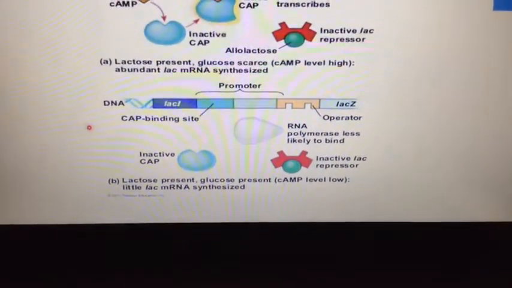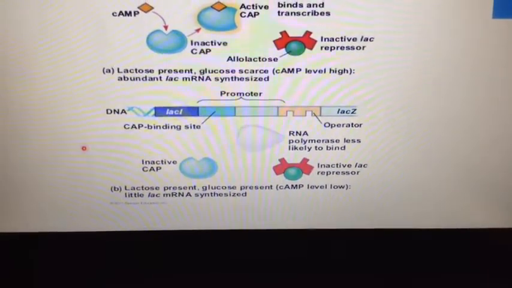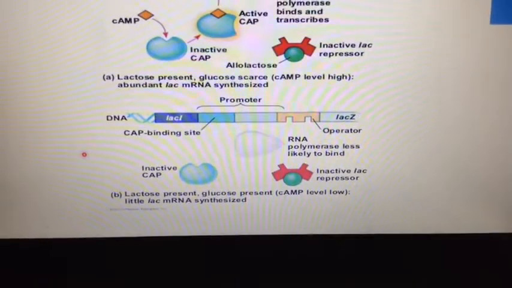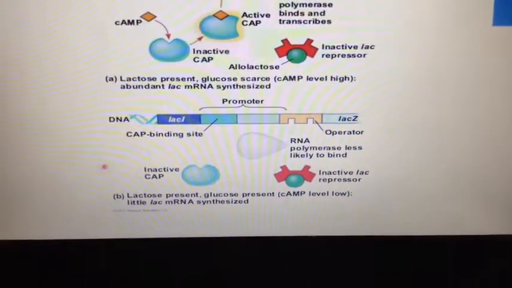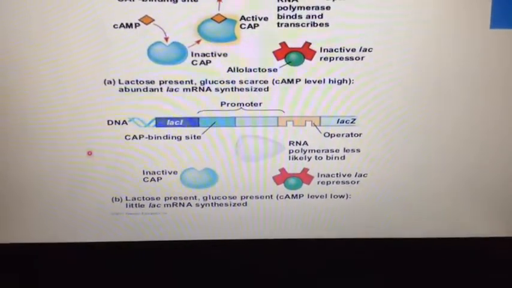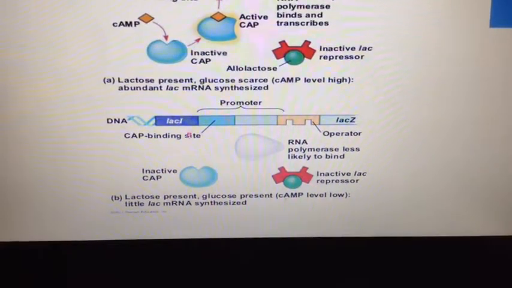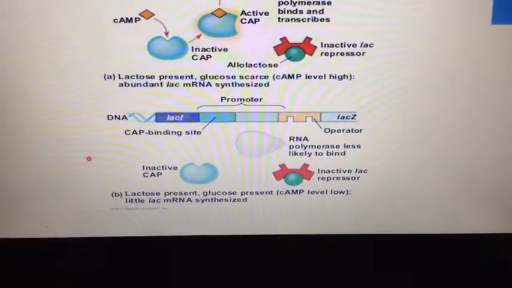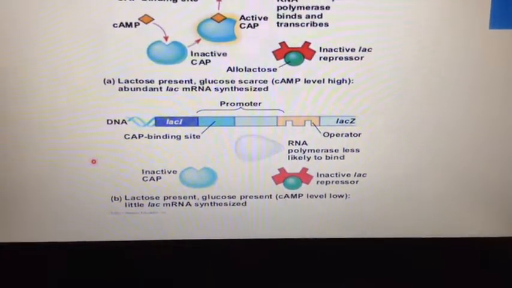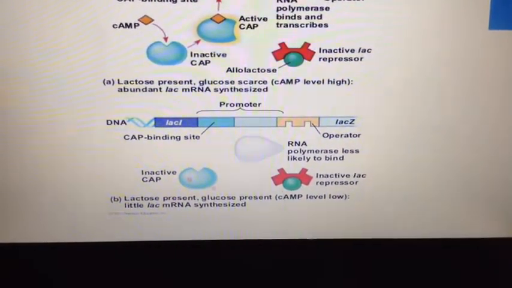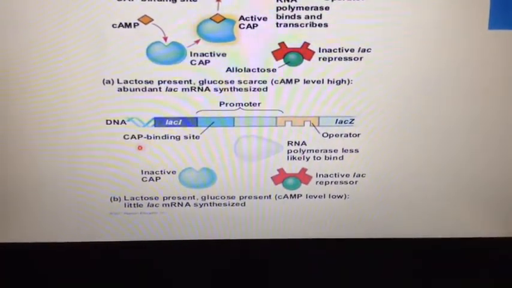Now, we're going to take a look at what happens when both lactose and glucose are present. This is fairly simple. If glucose is present, then we're going to have very low levels of cAMP. Because when glucose is present, cAMP is scarce, and cAMP cannot bind to inactive CAP, we cannot stimulate transcription. So, I'm going to repeat. If we have glucose present, we have no accumulation of cAMP, which means we cannot bind to CAP, and we won't be producing the enzymes needed to break down lactose.